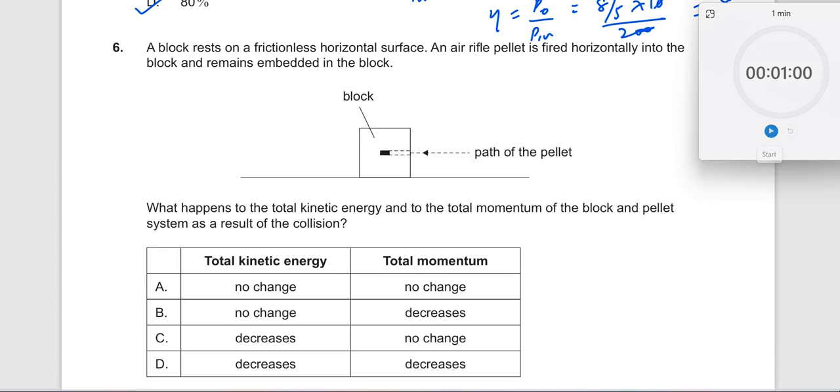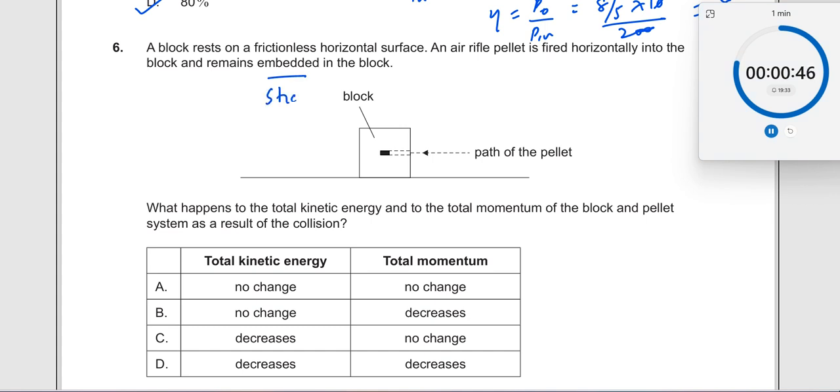Okay, sixth question. Start timer. A block rests on a frictionless horizontal surface. An air rifle pellet is fired horizontally into the block and remains embedded in the block. Okay, it hits here, it gets embedded. Embedded means what? It sticks to the block.